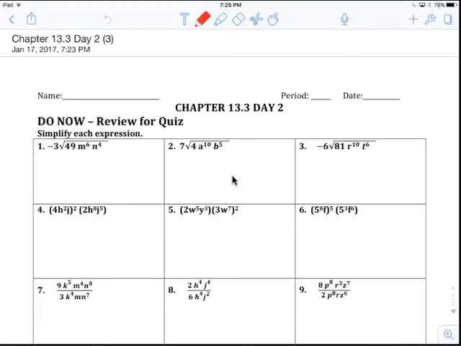Your homework for tonight. This is going to be on your quiz tomorrow, so it's important.